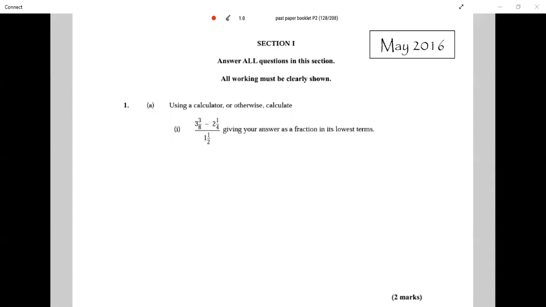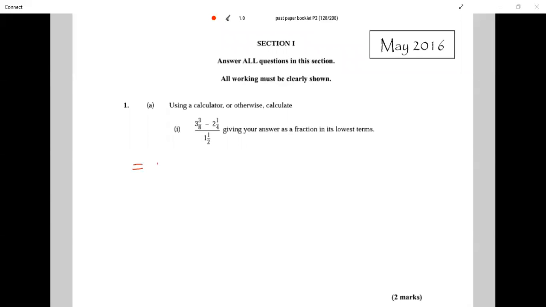All right, so May 2016, question number 1A says, using a calculator or otherwise, calculate 3 3/8 minus 2 1/4 divided by 1 1/2, giving your answer as a fraction in its lowest terms. So the top part of the fraction is the numerator. The bottom part is the denominator. Numerator over denominator means numerator divided by denominator. So I would proceed by doing this.